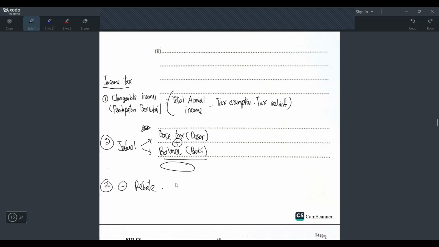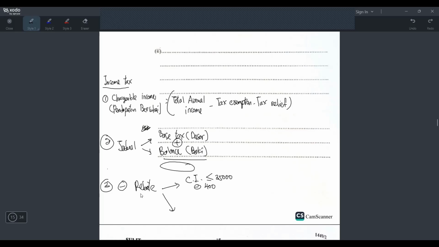So what is rebate? Rebate ada dua jenis. First type of rebate is when your CI stands for chargeable income ataupun pendapatan bercukai. If your CI is less than or sama dengan 35,000, you have to rebate 400. There will be a rebate 400 here. But the minus 400, you minus dekat last step. You don't go and minus here.